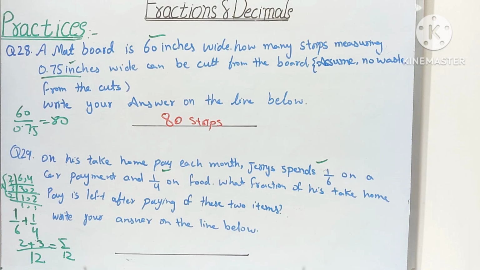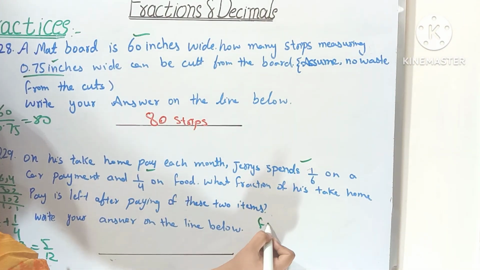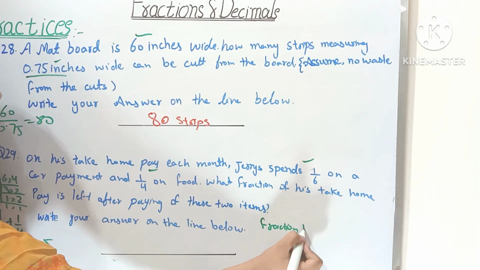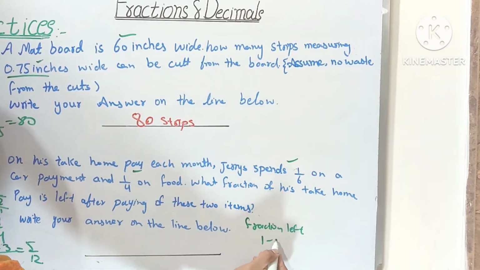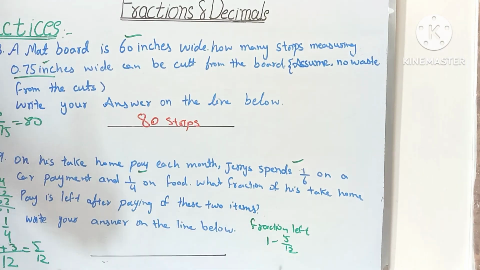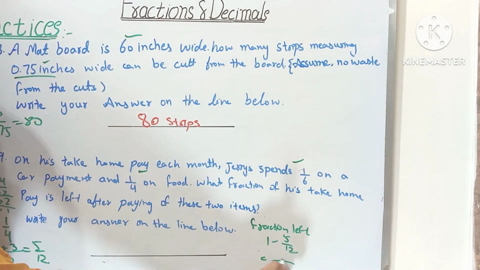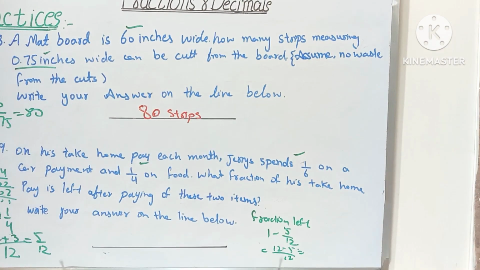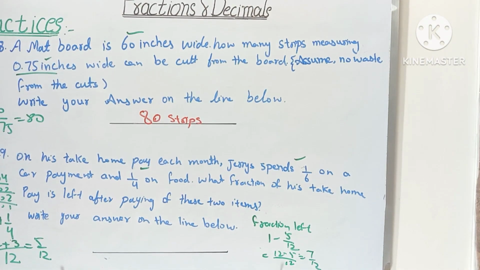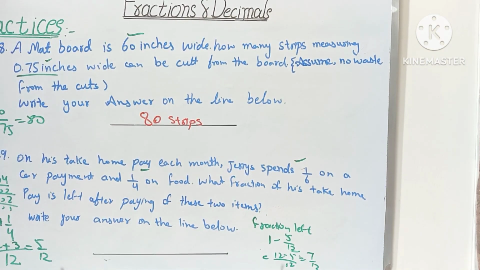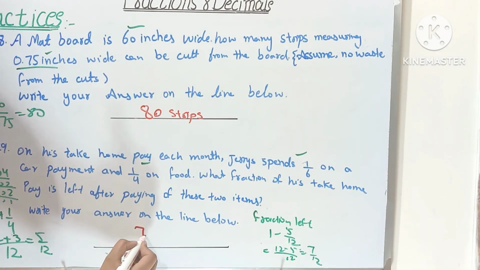Now we subtract the total fraction in step 1 from 1, representing the whole pay. In step 2, fraction left: 1 minus 5 over 12 is equal to 12 minus 5 over 12, then 7 over 12. The fraction of his take-home pay left is 7 over 12. So I write my answer on the line below, 7 over 12.